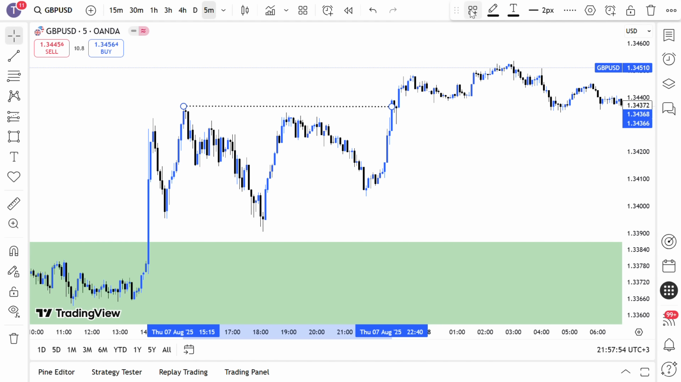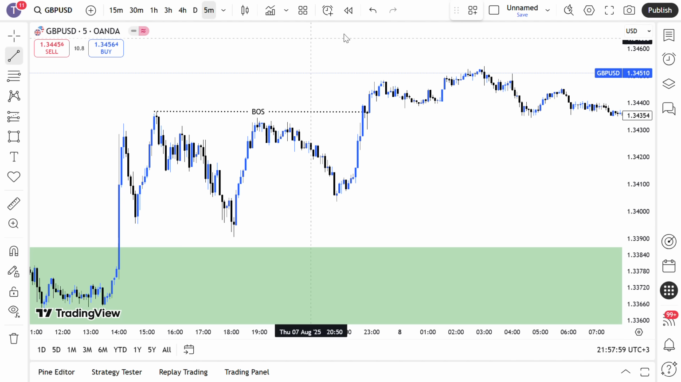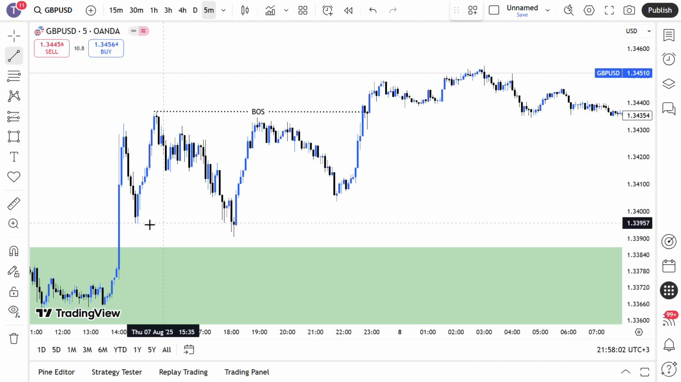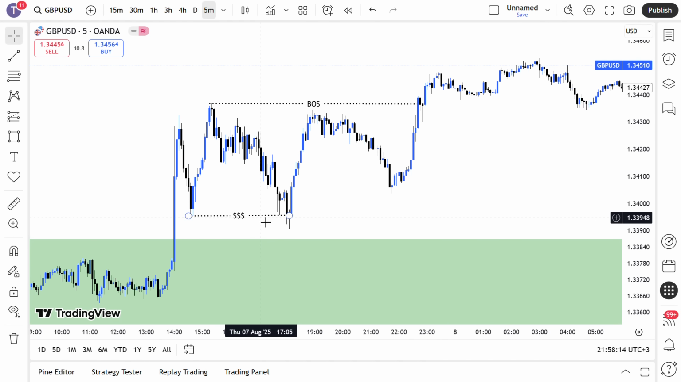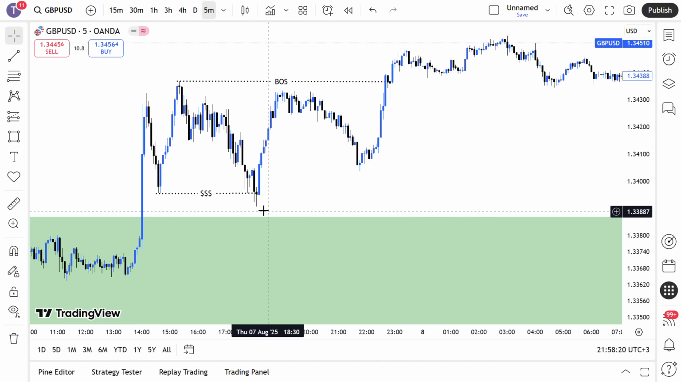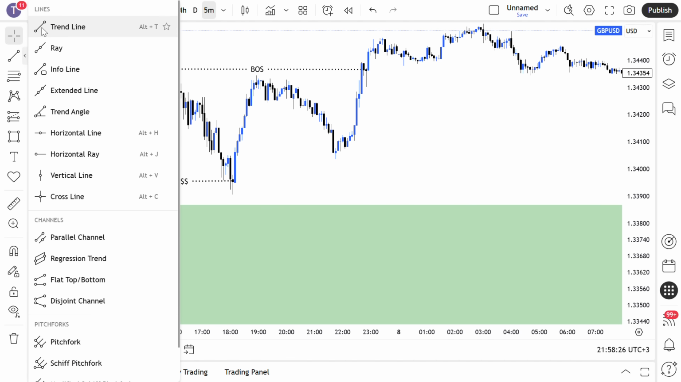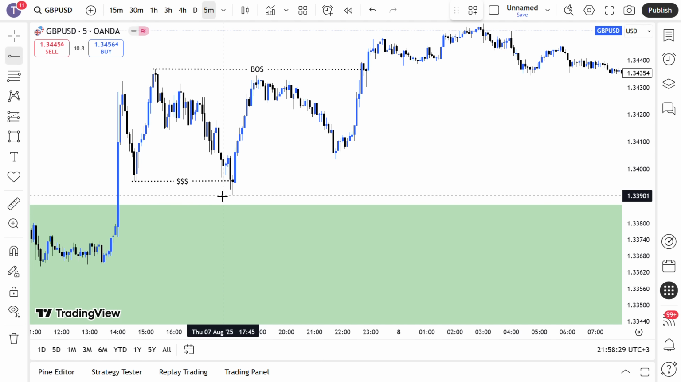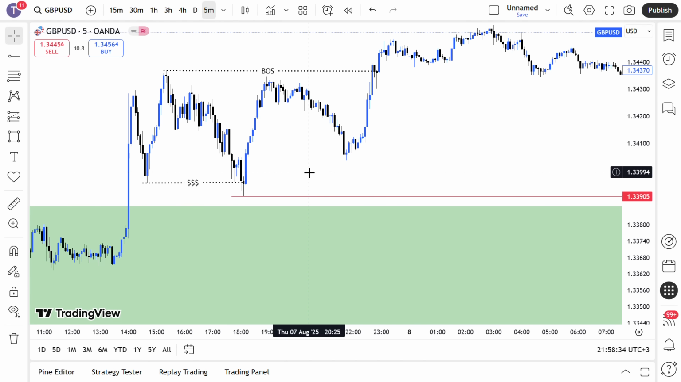After this break of structure, I also have to mark our sweep of liquidity. Sorry, let me mark the sweep of liquidity. So this is the sweep of liquidity, and that means since this sweep happened and then the market went back up to break this structure, this low that is remaining down here is a very strong low, and we will be watching how the market comes back down to mitigate this order block.